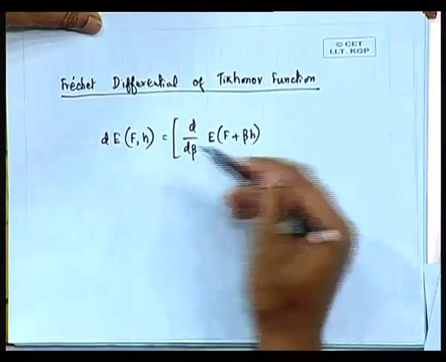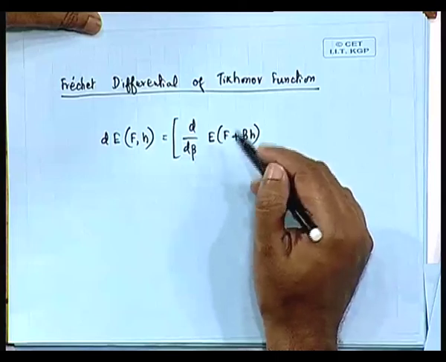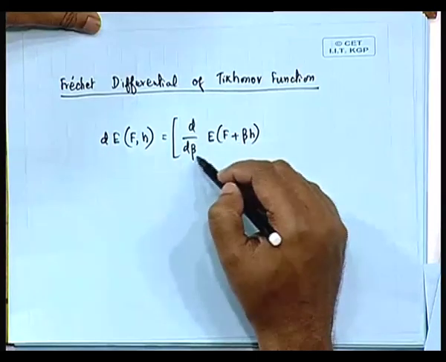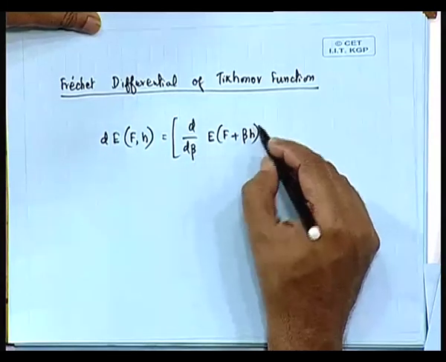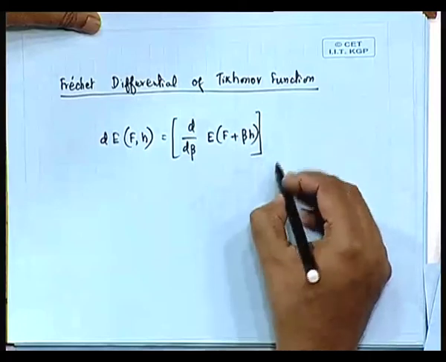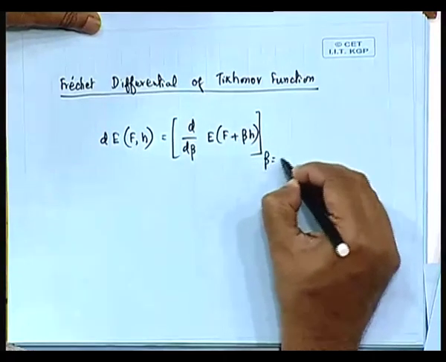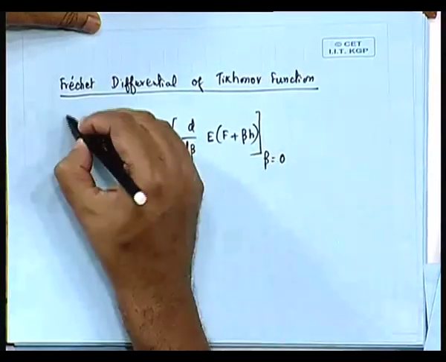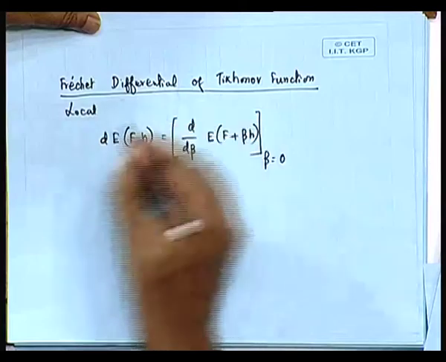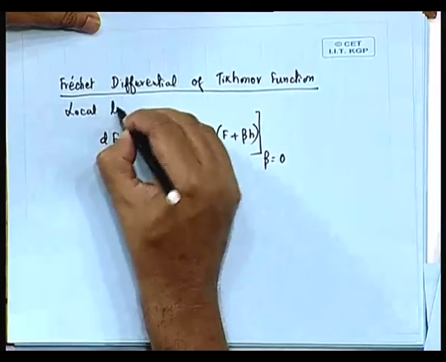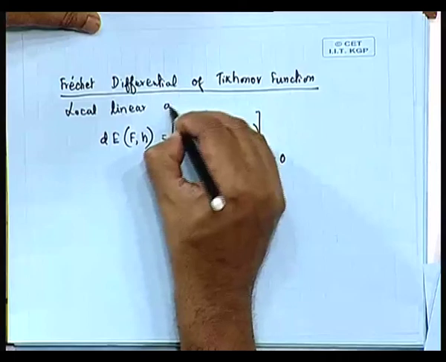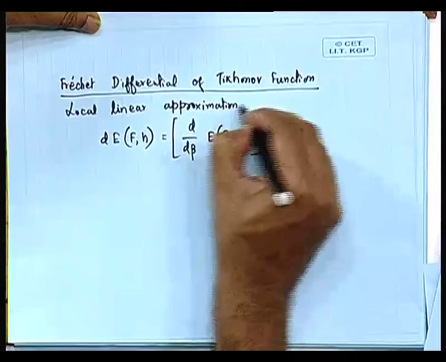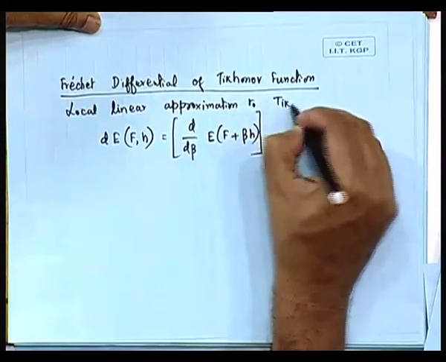Now, E of f we know. So, what we are simply doing is taking E of f plus beta h and taking a derivative of this with respect to beta. This derivative we have to compute at beta equal to 0, and if we compute that, then this is the local linear approximation. So, what I have written just now is the local linear approximation to the Tikhonov functional.